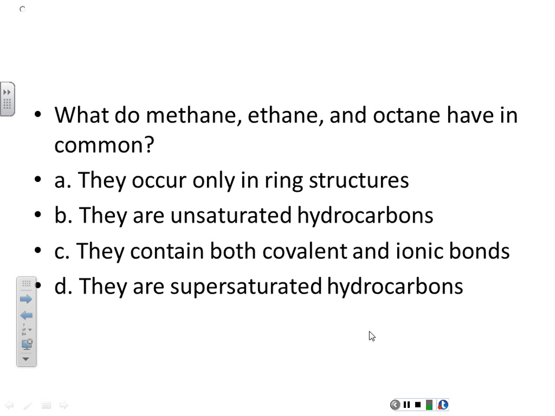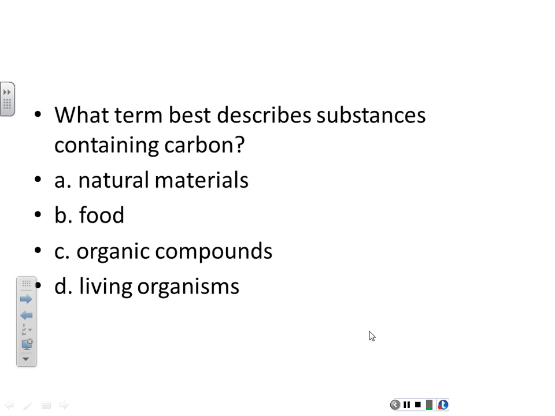They contain both covalent and ionic bond. That's not right. Organic molecules means non-metals and non-metals, so only covalent bonds, not ionic. They are supersaturated. That's not right, it should say just saturated, because they are completely saturated. Makes sense? Correct, because all are alkanes.